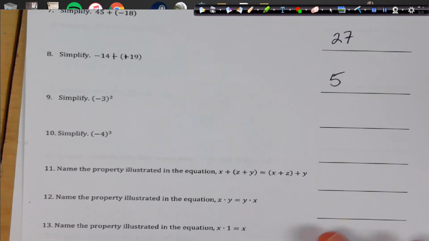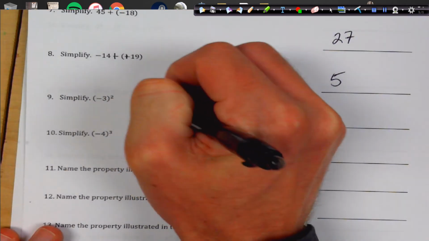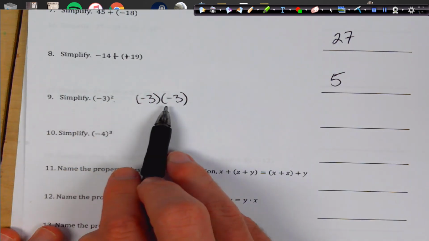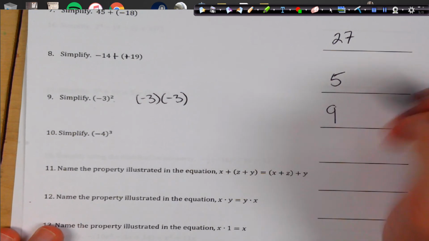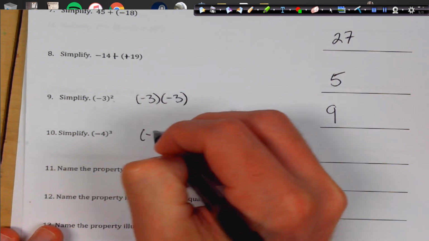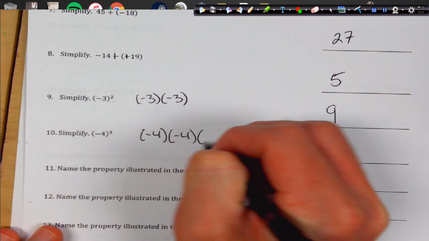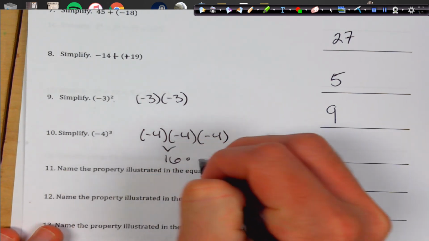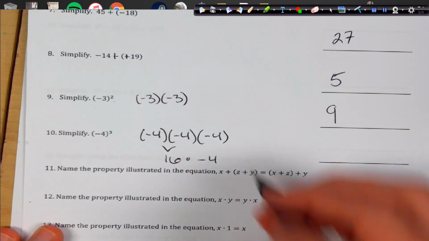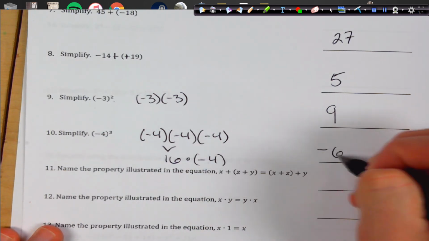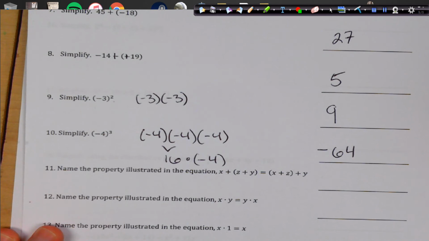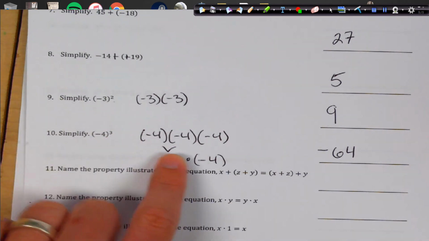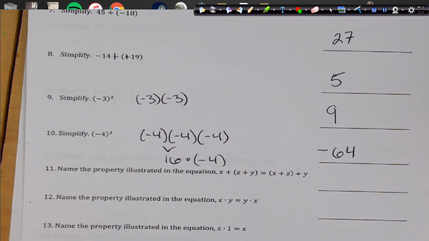And here we're going to go ahead and get negative 3 times negative 3. So the exponent tells me how many times to multiply my base, so I multiply it twice. That's going to give me a positive 9. Down here, same thing, but this time I'm doing it 3 times. So those two are going to make a positive 16, but then I'm going to multiply it by a negative 4, which will give me a negative 64 as my final answer. Again, two negatives made a positive, but then I multiplied by another negative.